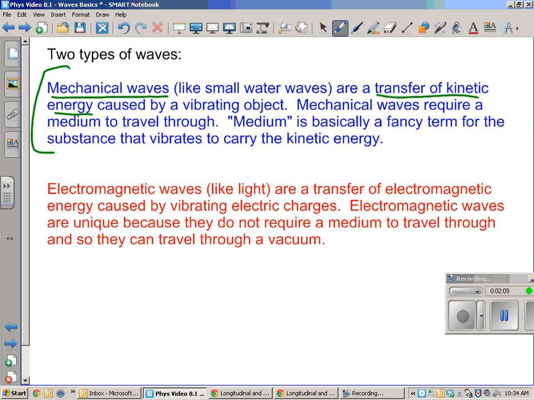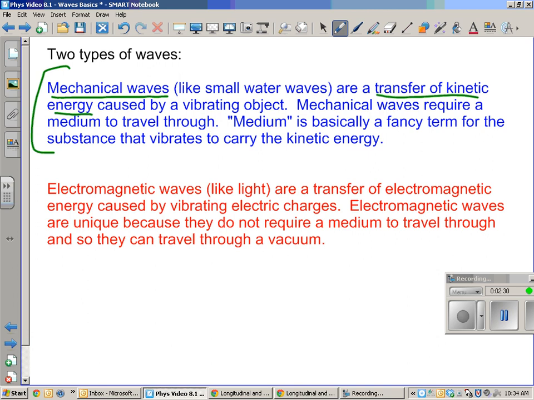What is important about mechanical waves is they have to have a medium to travel through. Like it says here, medium is basically a fancy term for the substance that vibrates to carry the kinetic energy. In the case of a water wave, the medium is the water. If you do the wave at a stadium, where everybody stands up and sits down, the medium is people. If there's no people in the stadium, you're not going to have a wave.